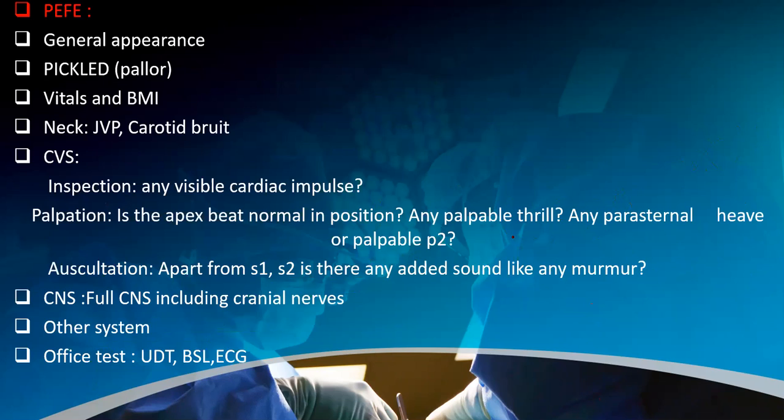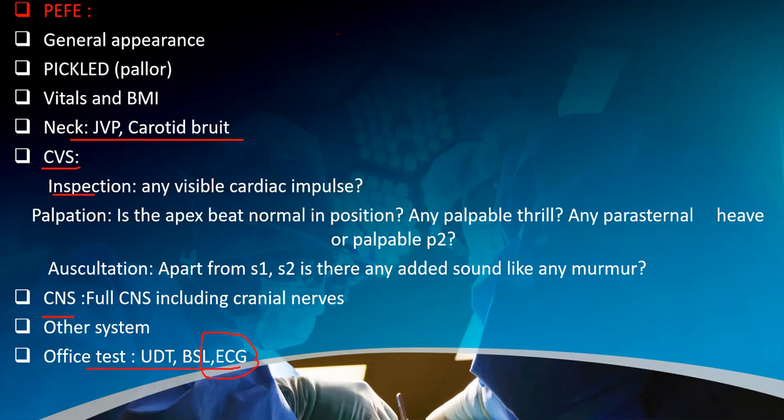Now, PEFE. After you finish your history of palpitation, go to the physical examination from the examiner. So it's the same as the syncope cluster. The same PEFE you can also ask in the palpitation cluster. For cardiac cases, the physical examination is the same format for every case. So general appearance, pickled, vitals and BMI. In the neck, you go for JVP, carotid bruit, then CVS inspection, palpation, auscultation, and then go to the CNS, and lastly finish with urine dipstick, BSL and ECG.